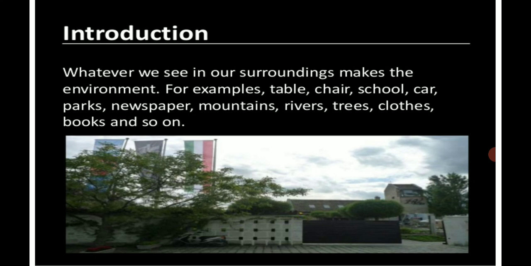What is environment? Whatever we see in our surroundings makes the environment. For example, table, chair, school, a car, parks around you. It may be in front of you a newspaper, the mountains you see in the pictures, rivers, trees around you, the clothes you wear, the books you use to read, and so on. So these are all in our surroundings. Whatever you see, it makes an environment.